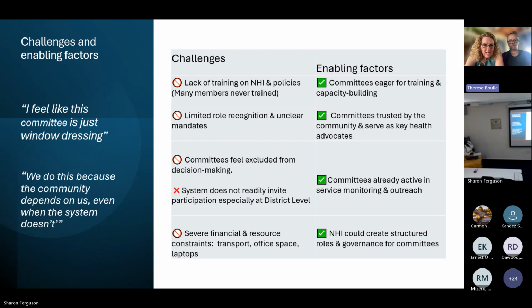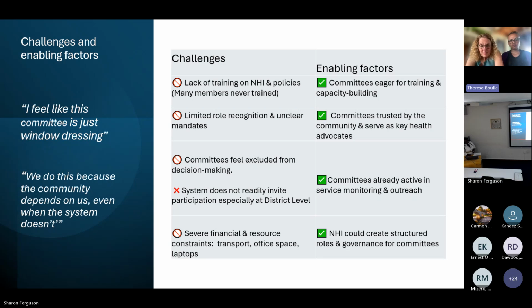So we're looking at the challenges and enabling factors, and here community participation in health governance is shaped by both. On the left, you can see the major barriers that the committees face, including a lack of training, and particularly, as you hear, around the NHI. There are unclear roles and there's weak collaboration with the facilities. And as regards resources, they're often very under-resourced, particularly in terms of space and laptops, for example.